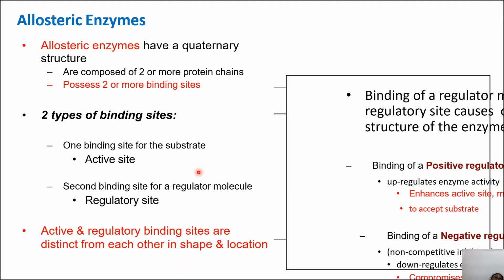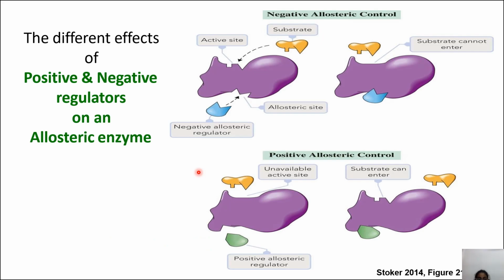Then we have allosteric enzymes. Allosteric enzymes have a quaternary structure. They are composed of two or more protein chains. They possess two or more binding sites. So what happens? One binding site is for the substrate, the active site, and one binding site is for the regulatory molecule, the regulatory site. So active and regulatory binding sites are distinct from each other in shape and location.